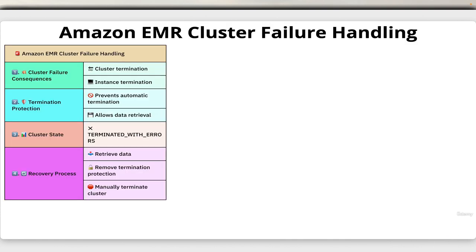Okay, Amazon EMR cluster failure handling. So a failure during the cluster life cycle causes Amazon EMR to terminate the cluster and all of its instances unless you enable termination protection. If a cluster terminates because of a failure, any data stored on the cluster is deleted and the cluster state is set to terminated with errors. If you enabled termination protection, you can retrieve data from your cluster and then remove termination protection and terminate the cluster.